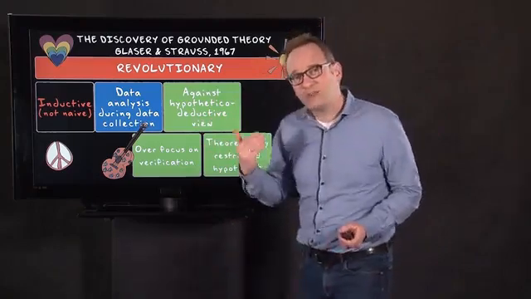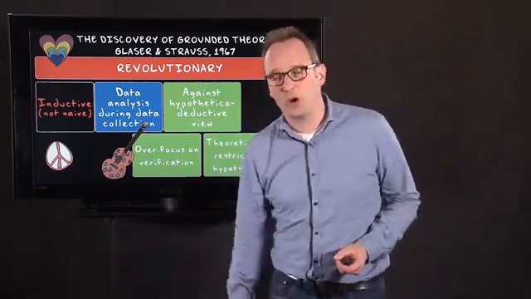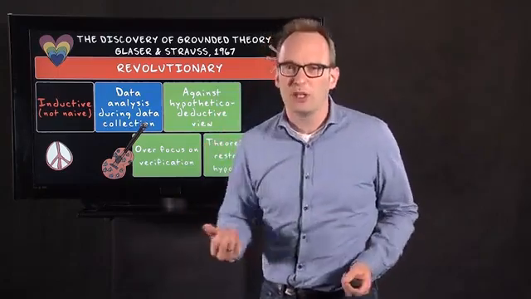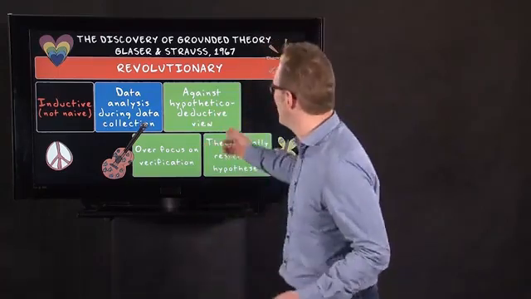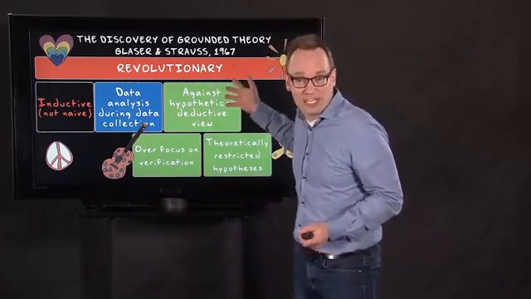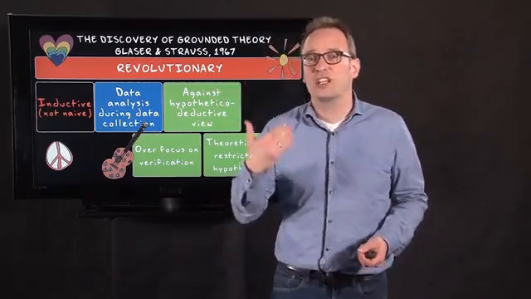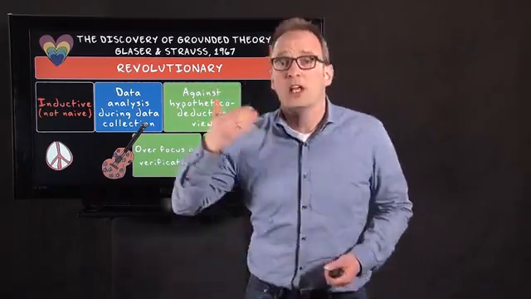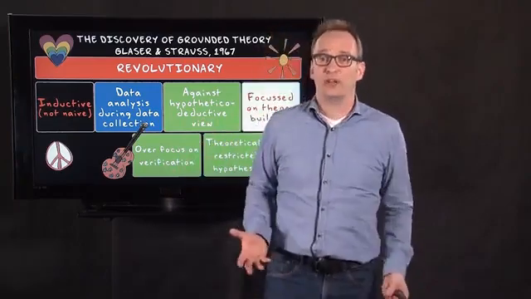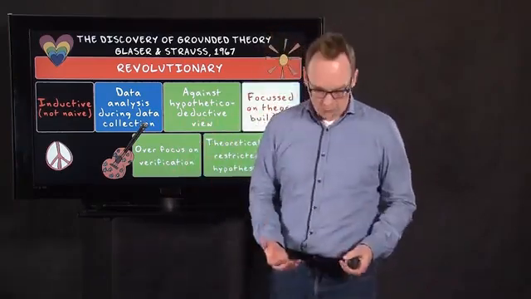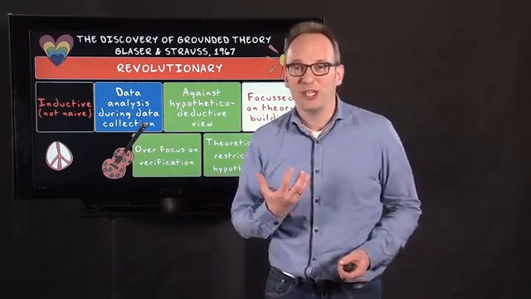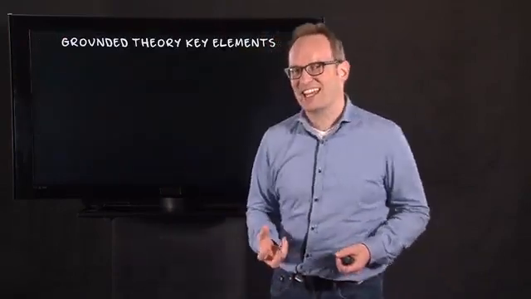And they were also revolutionary because they said we need qualitative analysis not for description, but because of the deficit of this hypothetico-deductive view. We need qualitative analysis in order to create theories. We need to build theories. So, pretty revolutionary. And what are the key elements then in grounded theory? What are these influential key concepts?